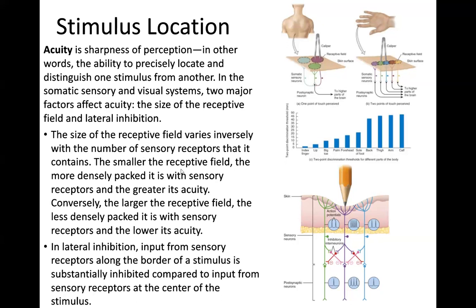So the smaller the receptive field, the more densely packed it is with sensory receptors, and the greater its acuity, the greater the ability to precisely locate and distinguish one stimulus from another. By having the tip in this receptive field and this receptive field, that person's going to easily detect, okay, there's 2 points, not just one touching my skin. Whereas with the larger receptive field, you have to really separate these calipers apart to where 1 point is here and 1 point is here, and 1 point's here and here, to actually feel the 2 different points.